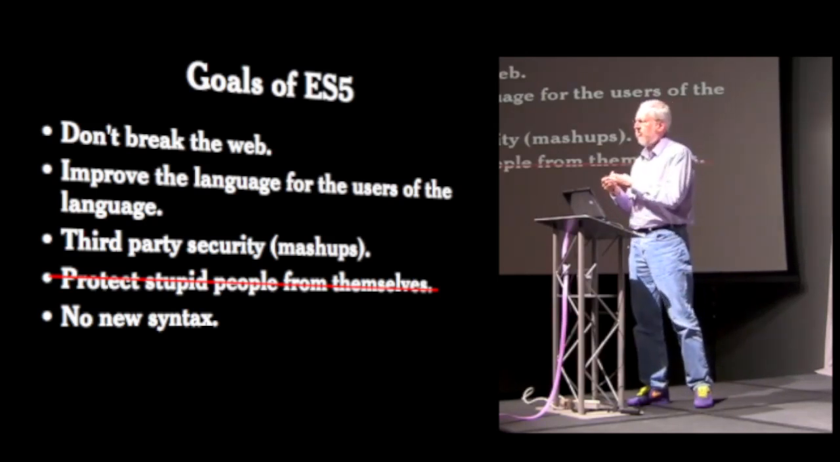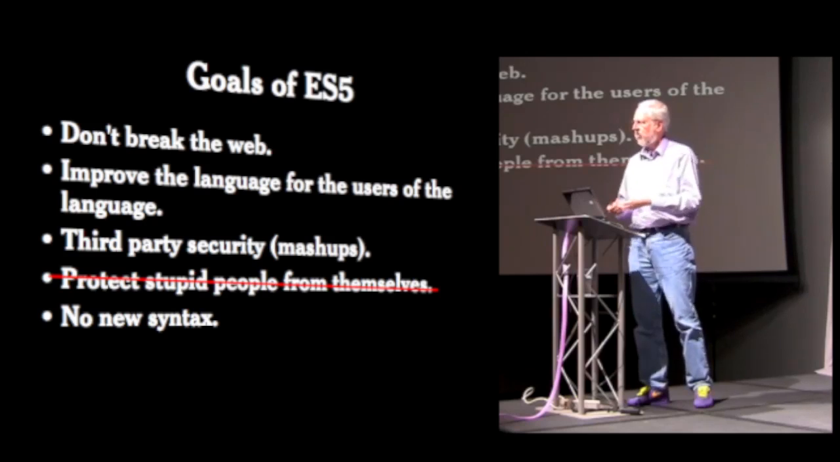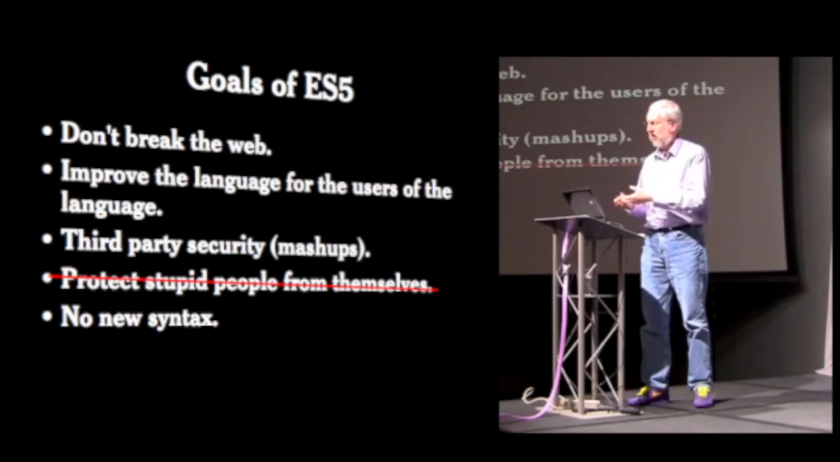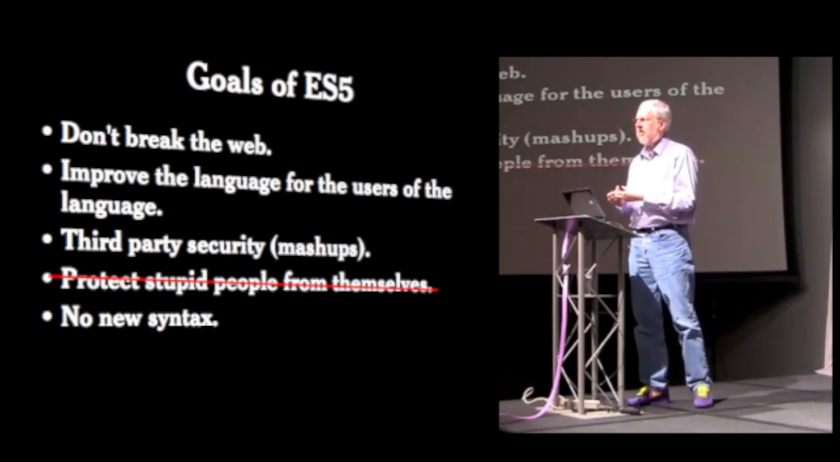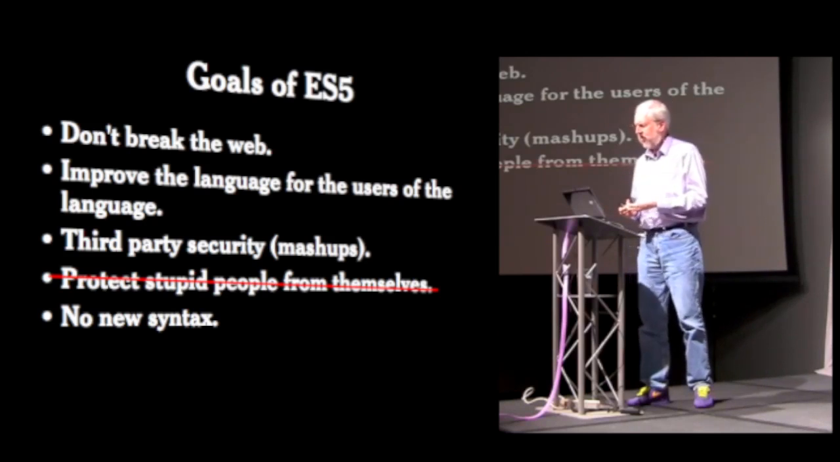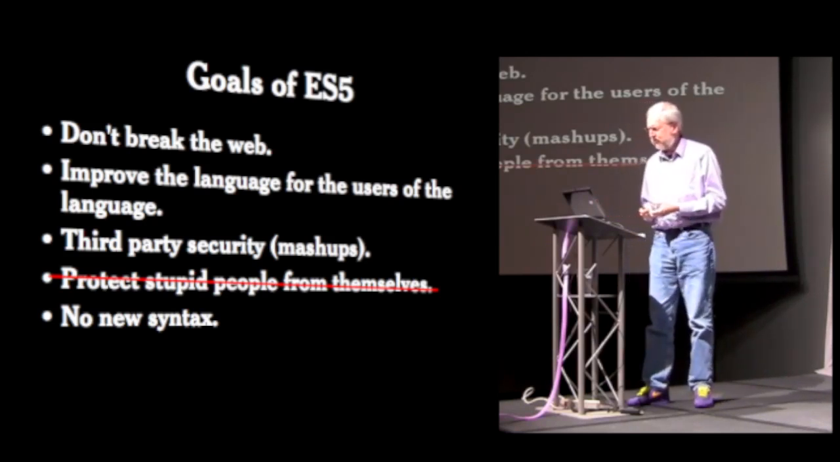We're improving the language for the users of the language and not for people who do not use the language. So we're not trying to make JavaScript more like Java now. We're trying to make JavaScript better at being JavaScript, and I think we succeeded at that. We gave a lot of attention to improving third-party security so that we can do mashups, and I'll talk a lot more about that later.